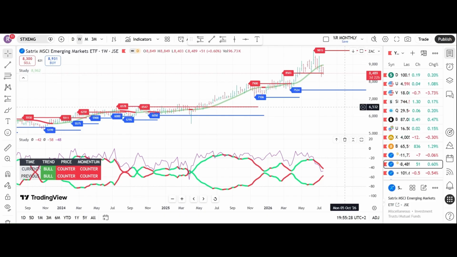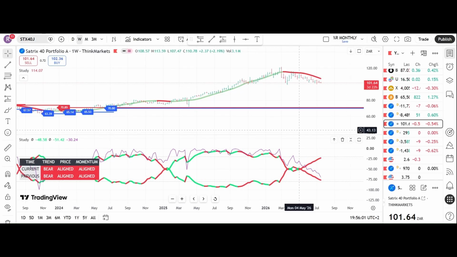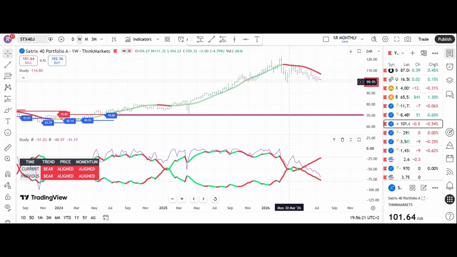Emerging markets, there is still a bull trend, but we can see that it fell quite far below its moving average. So there's a counter trend in price, and there's also a counter trend in momentum. Slight upward movement here in that counter trend. Then we continue to the Top 40 Satrix, and we can see it's continuing its downward trend, its bearish trend. It's quite a strong bearish trend that we saw between last week and this week. These lines should probably be a bit higher here, but for some reason, our study didn't draw that.